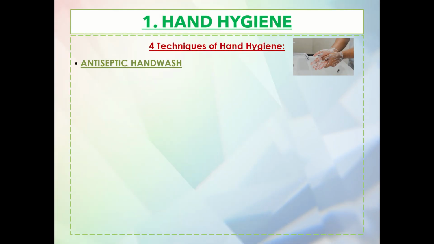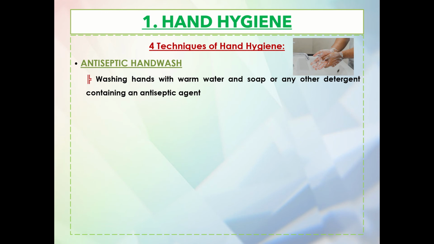So the third type is antiseptic hand wash. So itong antiseptic hand wash, you wash your hands with warm water and soap or any other detergent containing an antiseptic agent. So kung yung hand washing kanina is just you use water and your hands mechanically to remove bacteria, yung antiseptic hand wash naman, we use now warm water or tap water using soap or any antiseptic agent or detergent. Okay, so ito yung gumagamit na tayo ng sabon sa paghuhugas ng kamay. So that is antiseptic hand wash.